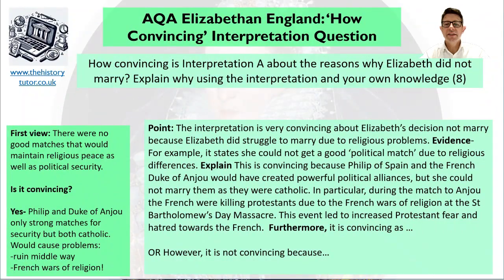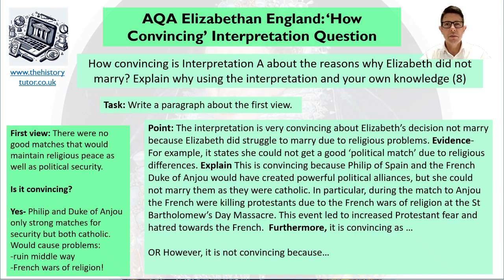Okay, so what I've said is this is convincing because Philip of Spain and the French Duke of Anjou would have created powerful political alliances, but she could not marry them as they were Catholic. In particular, during the match to Anjou, the French were killing Protestants due to the French wars of religion and St. Bartholomew's Day massacre. This event led to increased Protestant fear and hatred towards the French.